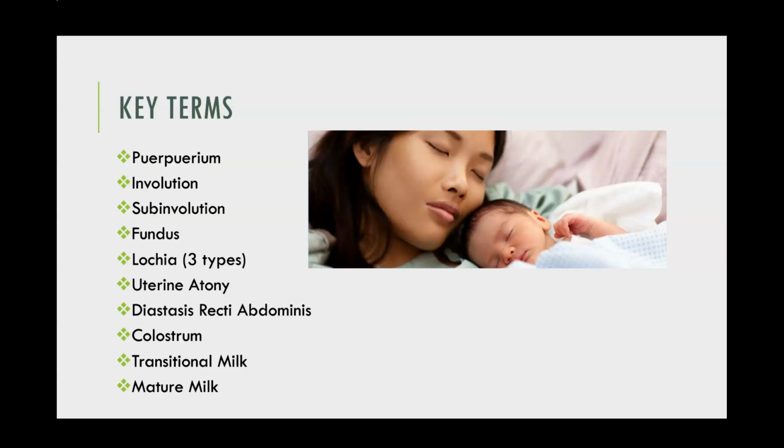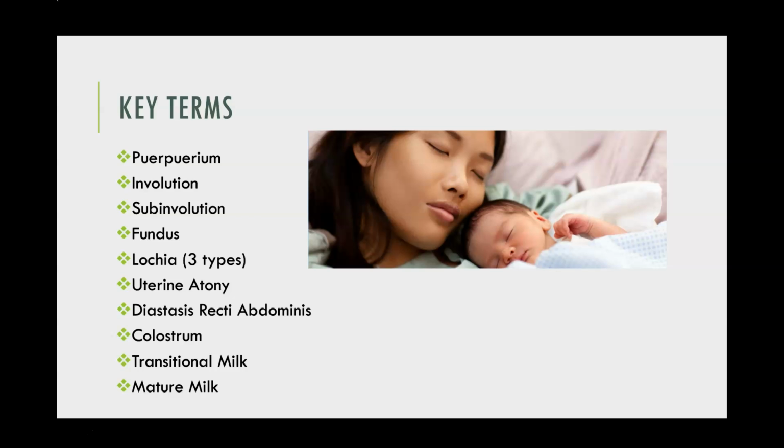Diastasis recti abdominis is a problem that you might be able to assess in the postpartum period related to the woman's musculoskeletal system. If you remember, we talked about this in the antepartum period, and this can be a change that happens in the musculoskeletal system of a pregnant woman where her abdominal muscles sort of separate down the center.